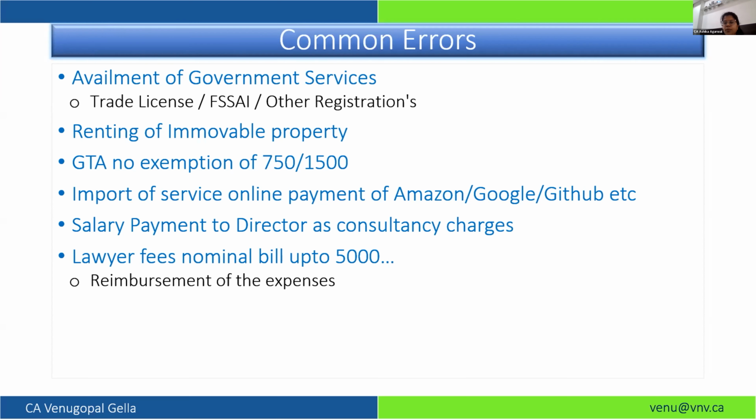Renting of immovable property, I already discussed about the residential dwelling. When it is let out to a registered person, then only RCM is applicable. GTA, I discussed, the 750 and 1500 exemption has been removed. Now, if there are any transportation charges, start paying under RCM.